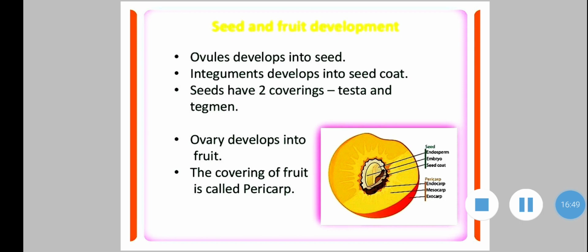Let us now discuss seed and fruit development. One of the ways that plants can produce offspring is by making seeds. Ovules develop into seed, and integuments develop into the seed coat. Seeds have two coverings, testa and tegmen. Ovary develops into fruit. The covering of the fruit is called pericarp.